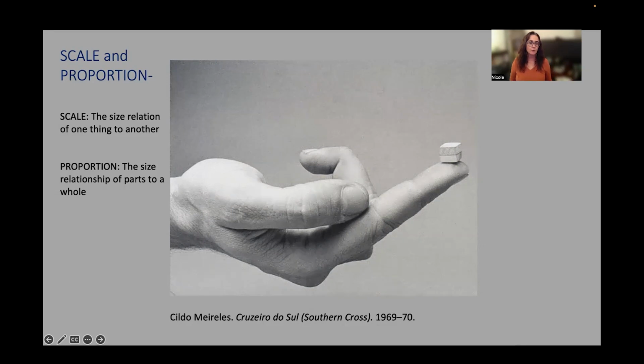So we're looking at one of the smallest works ever created, Cruzeiro do Sul, Southern Cross, by Cildo Meireles, 1969 to 1970. It's a tiny wooden cube. And if you look closely at it, you can see that it's actually two halves. One half was made from pine, the other half from oak, and the two pieces were neatly glued together and sanded.